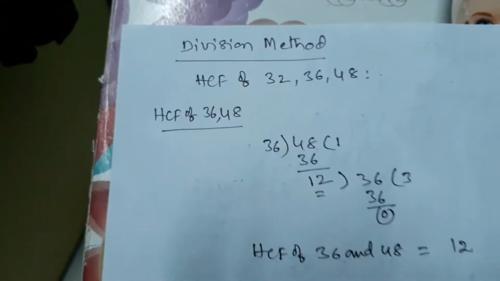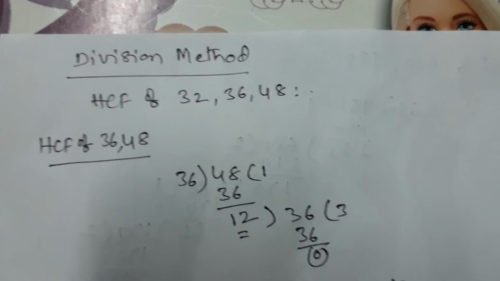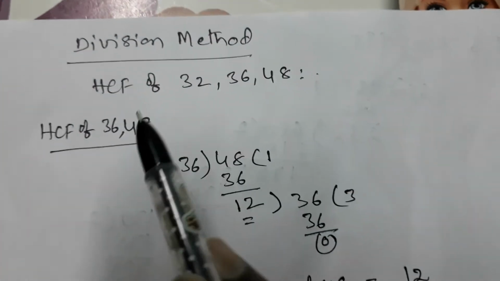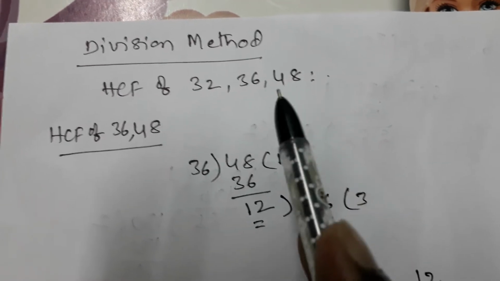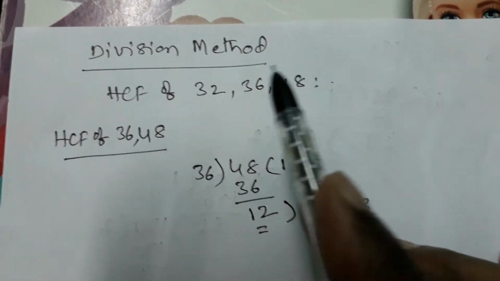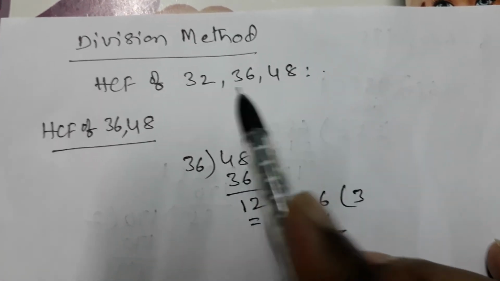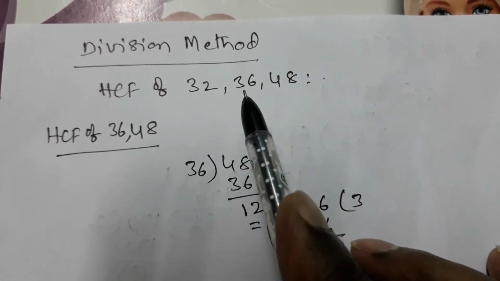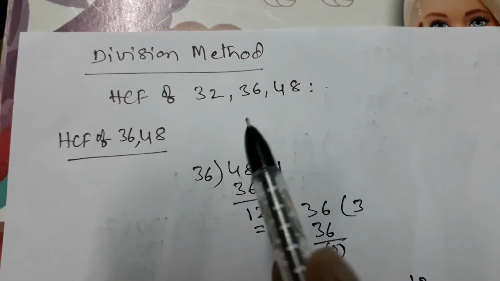Next method is the division method. See, this is the easiest if you understand. This is a very easy method. So, the division method. See, HCF of 32, 36, 48. How to find it out? First, take two numbers. When three numbers are given, take the first two numbers. Take the greatest two numbers. Here, the greatest numbers are these two. Take these two and find the HCF of these two, and you will get an answer.